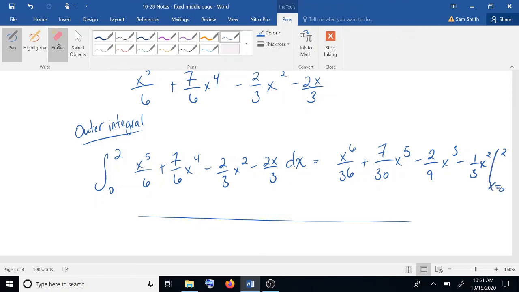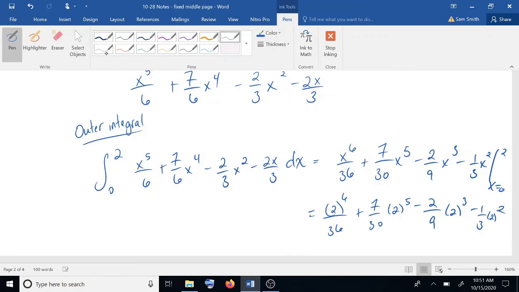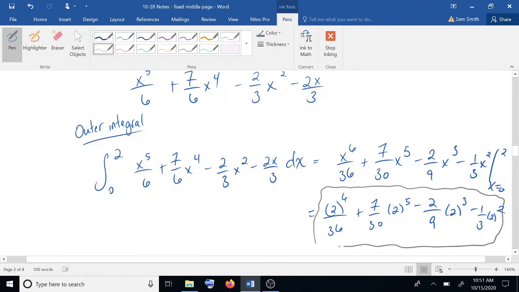Now if you plug x equals 0 into any of these terms, they will vanish. And so plugging in x equals 2, we get 2 to the 6th power over 36 plus 7 over 30 times 2 to the 5th power, minus 2 over 9 times 2 to the 3rd power, minus 1 over 3 times 2 squared. And you can simplify this if you like, but I don't think it's necessarily a productive use of time. So for example, on the exam, you're free to leave it in this format.